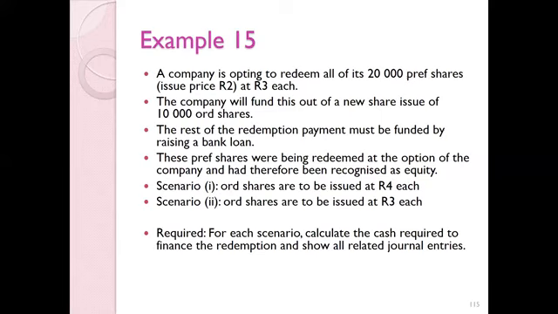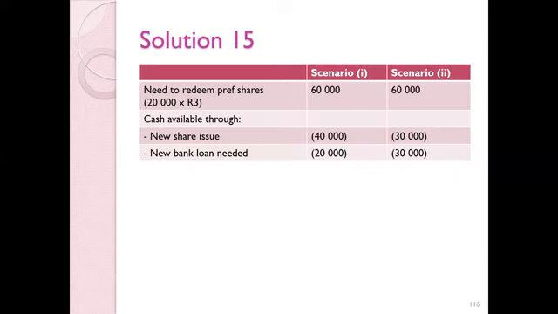Scenario 1 is where the ordinary shares are to be issued at a price of 4 Rand each, and scenario 2 is where the ordinary shares are to be issued at a price of 3 Rand each. You're required for each scenario to calculate the cash required to finance the redemption and to show all the related journal entries.